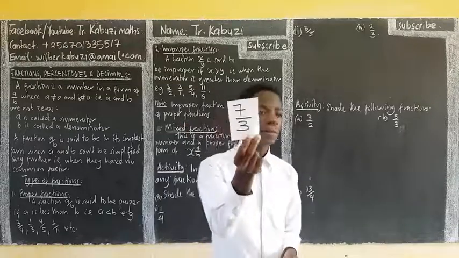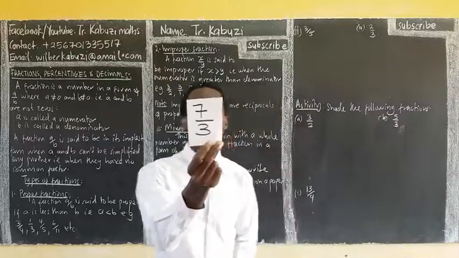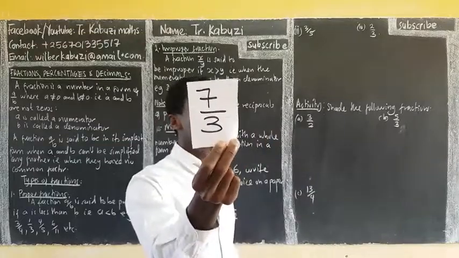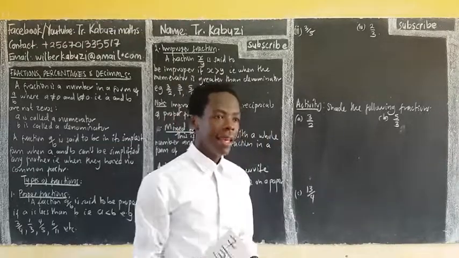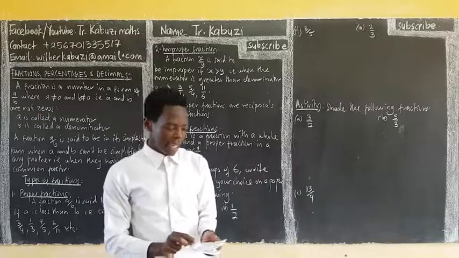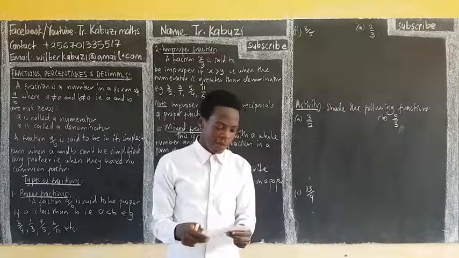This one, I think everyone can see. It's called an improper fraction. Okay, I think all the groups I have sampled.